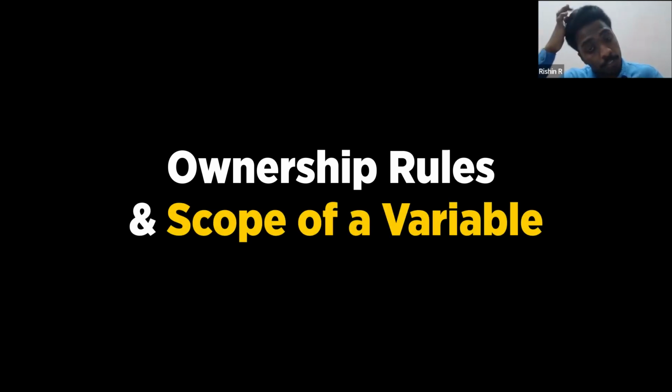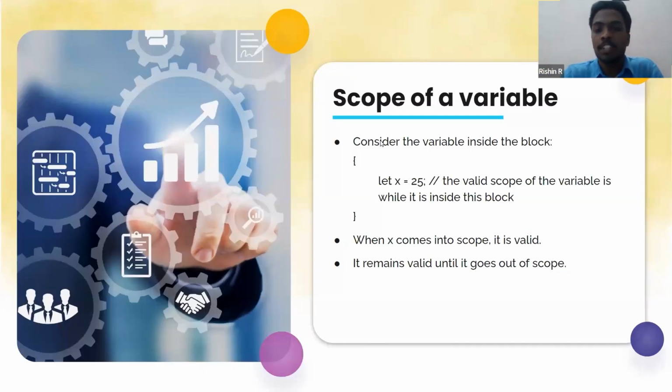Okay, we'll talk about ownership rules and scope of variable. You might have heard of this word, scope. So what is scope? Scope means the area where a value actually pertains. So when you create a wrapper, like the opening and closing brackets, and then you place let x = 25. On the 11th, I already showed you an example of shadowing. Shadowing is actually a part of variable scope.